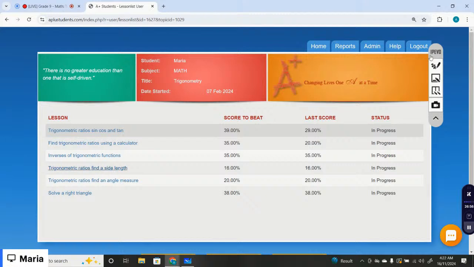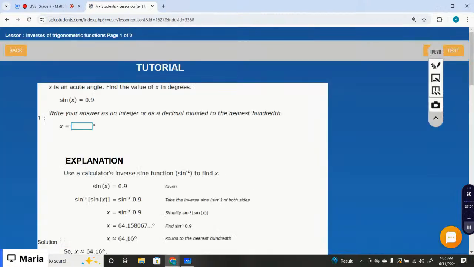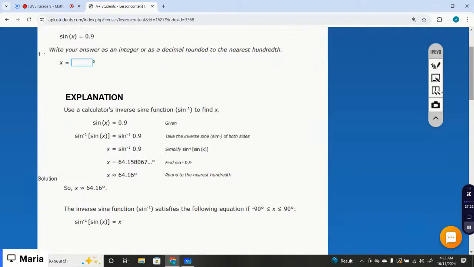The next lesson is inverses of trigonometric functions. X is an acute angle. Find the value of x in degrees. Now you are given sin x equals 0.9. So you have to use the inverse functions to find the value of x, right? Because sine and sine inverse cancel out each other.